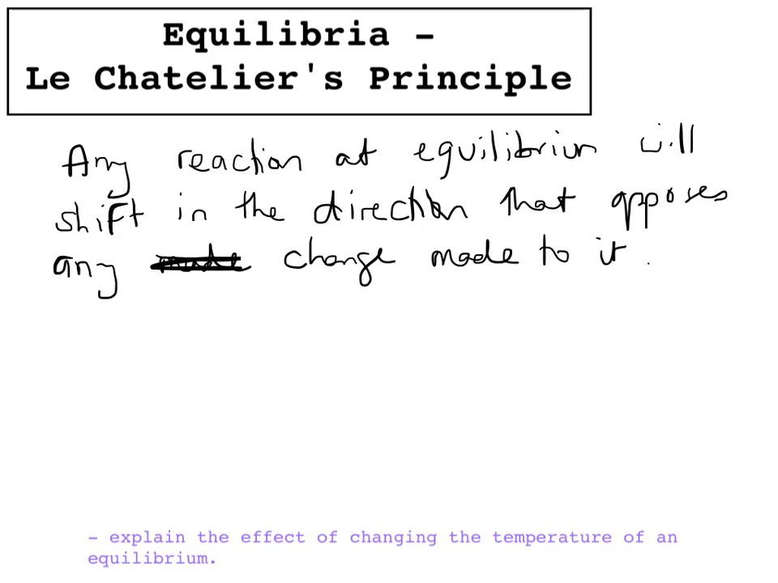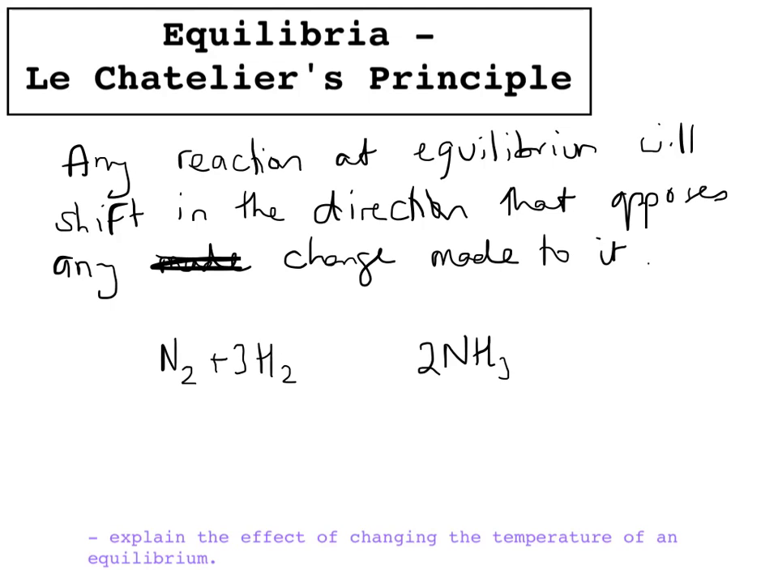These changes can either be a temperature change, a pressure change, or a change in concentration of either the reactants or the products. A catalyst doesn't affect an equilibrium, and you'll see why that is a bit later. So if we stick with our Haber process, N2 plus H2 going to make NH3, and we'll just balance it, the first thing we're going to discuss is what happens when we change the temperature.